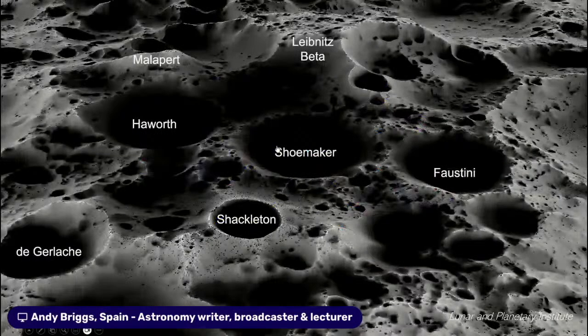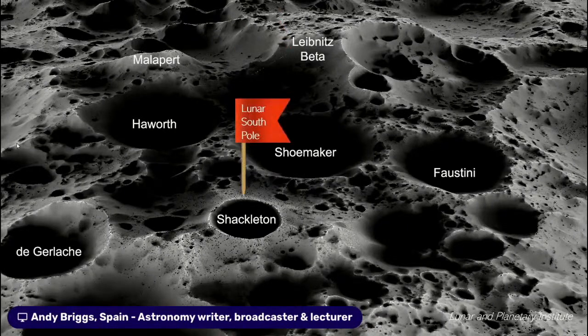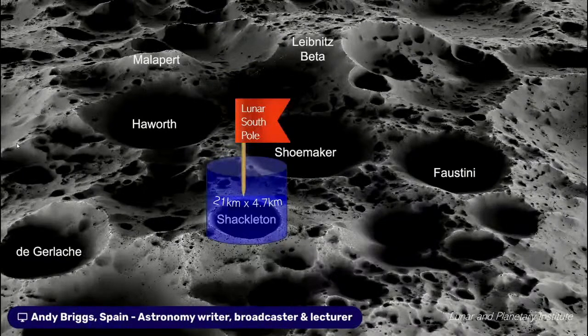Now, the actual lunar South Pole is in a very non-obvious position. This is looking at the area of the lunar South Pole, and it's exactly here on the rim of a crater called Shackleton, named after Ernest Shackleton, of course, the famous British explorer. The South Pole is literally on the rim of the crater, and the Shackleton crater is 21 kilometers wide by 4.7 kilometers deep.